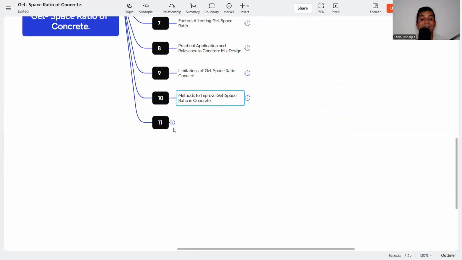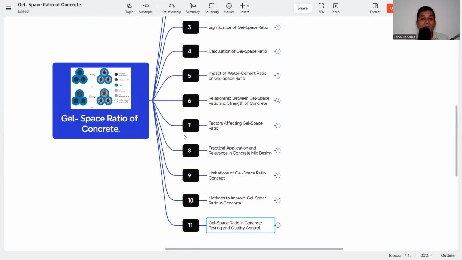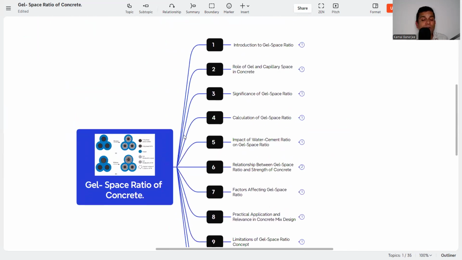Last but not the least, the gel space ratio in concrete testing and quality control. That's the indicator in quality assessment. Standard test: there is no direct test for the gel space ratio. Tests like compressive strength indirectly reflect the effectiveness of the gel space ratio. Then industry relevance: quality control professionals use the gel space ratio principle to fine tune the concrete. So these are the roles in quality control testing of the gel space ratio. So this is all about the gel space ratio of concrete, why it is important and everything.